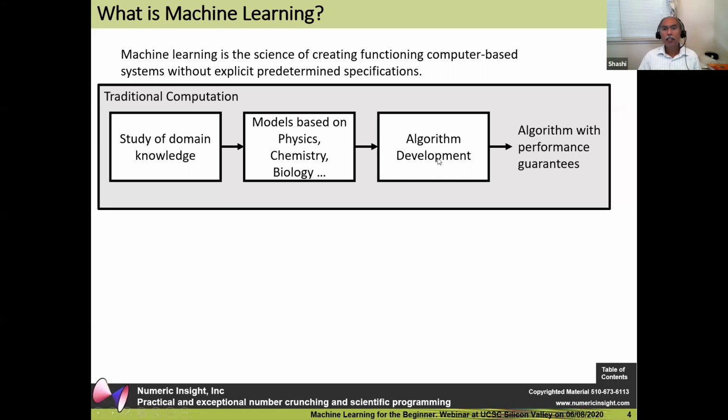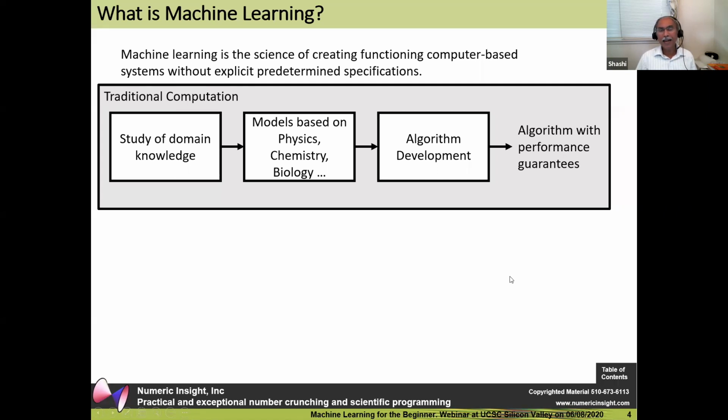And then that algorithm is going to come with some performance guarantee because it's thoroughly grounded in the physics or chemistry or biology. We say thoroughly grounded, but it is only grounded insofar as the models capture reality. Okay. So this is traditional computation.